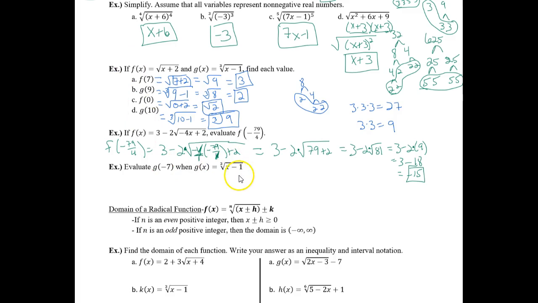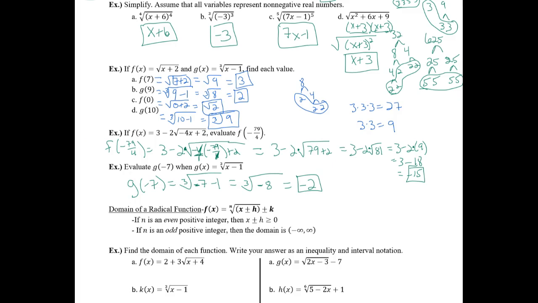Last one here. It's a little bit easier than the last one because it doesn't have any fractions. But again, pay attention to that index. This is a cube root. So I'm trying to find g of negative 7. This is the cube root of negative 7 minus 1. Negative 7 minus 1 is negative 8. And the cube root of negative 8 is asking what times itself 3 times would give us negative 8, and that is negative 2. Negative 2 times negative 2 times negative 2 is negative 8.